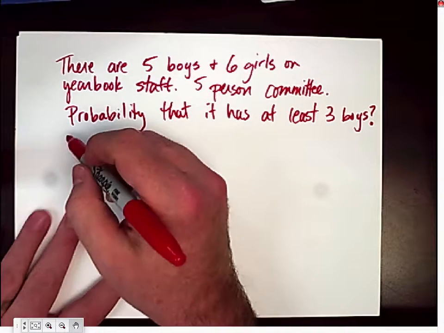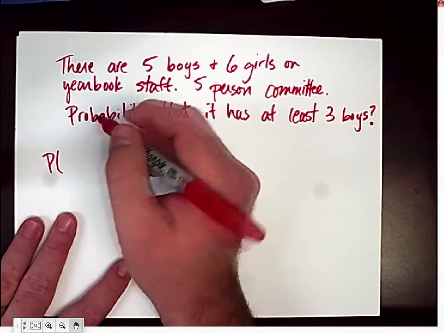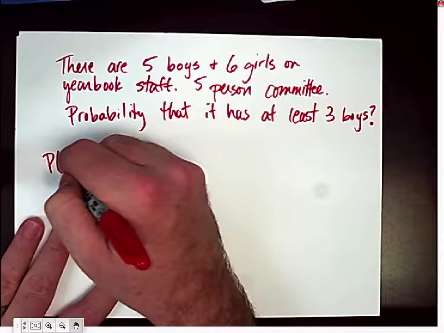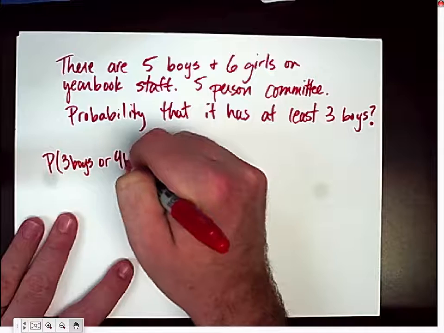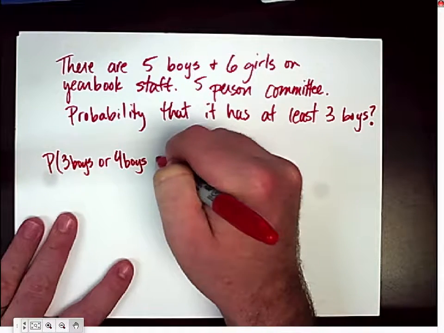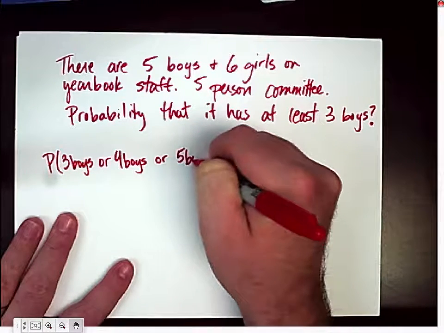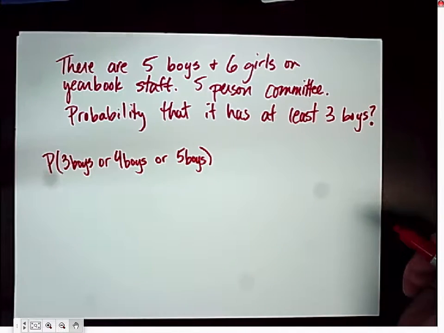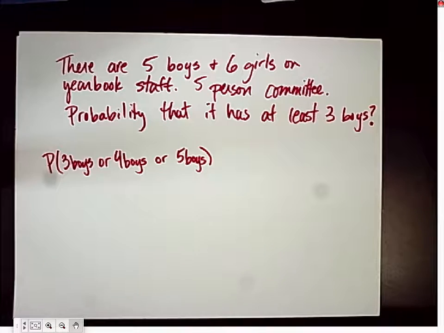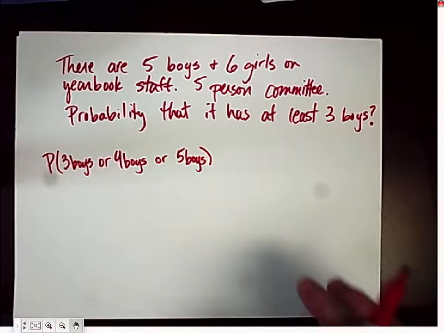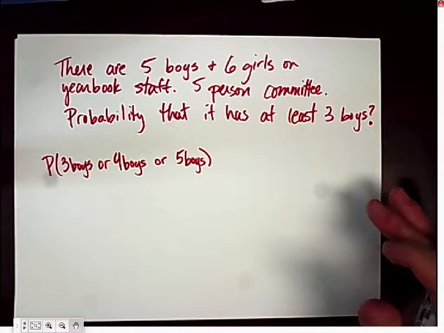So what we're wanting is the probability that it has 3 boys or 4 boys or 5 boys. Right? Now, I didn't tell you how to extend the formula to 3 things, right? Well, I'm going to tell you now. All right, so we'll come back to that.